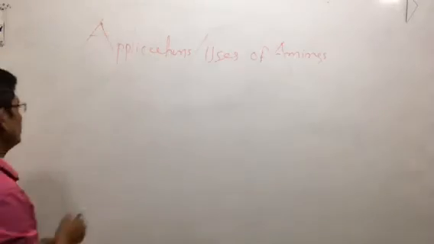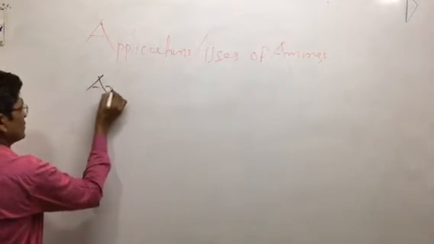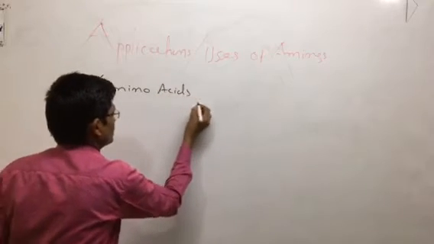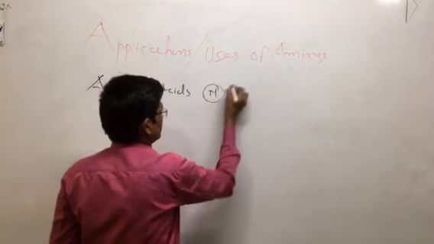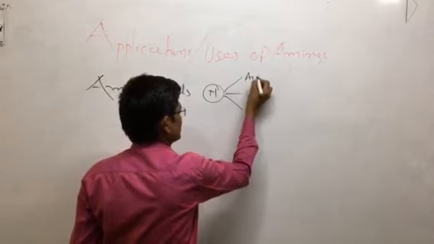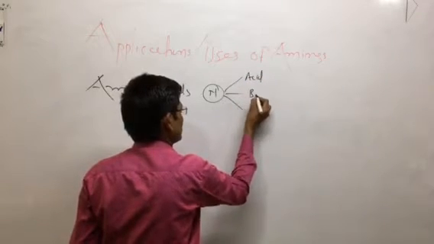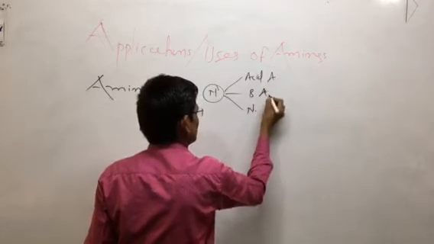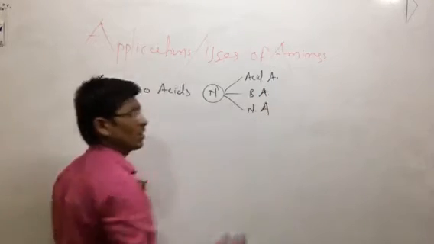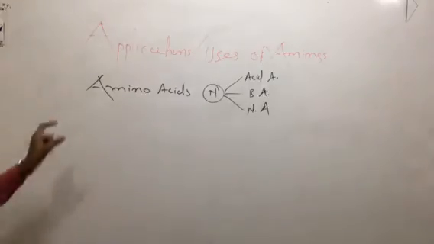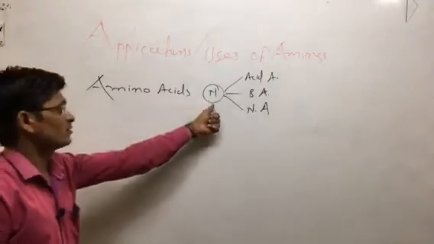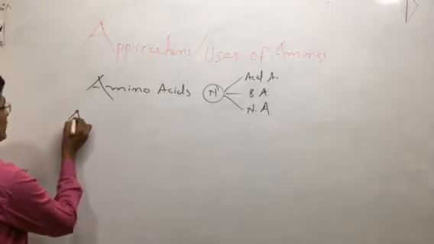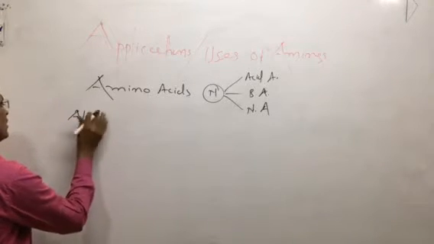First, we know that these are amino acids, and amino acids contain nitrogen atoms. They may be of these types: acidic amino acid, basic amino acid, and neutral amino acid. So what are the applications of nitrogen-containing compounds? Suppose this first amino acid is alanine.